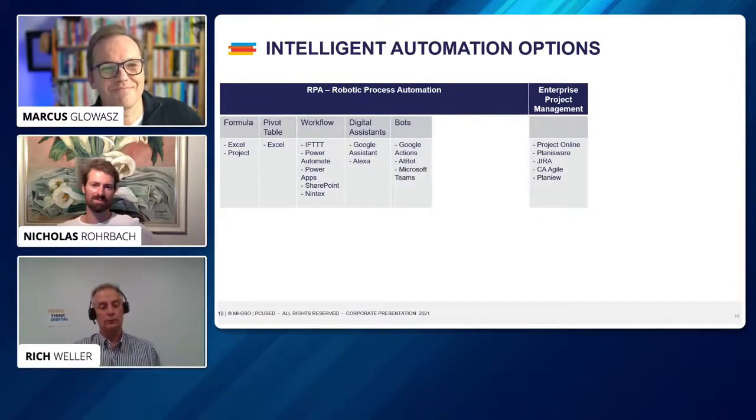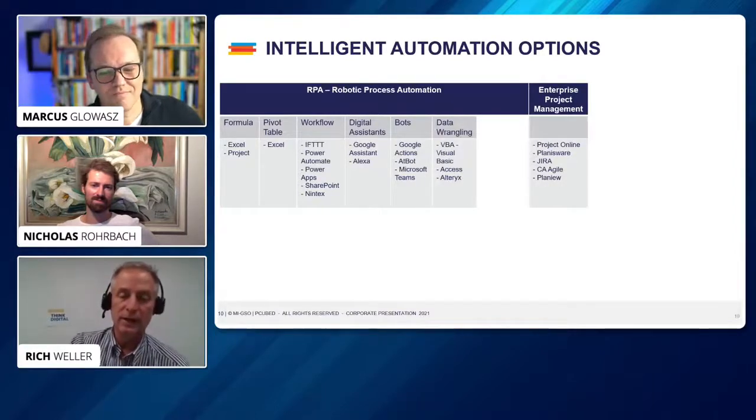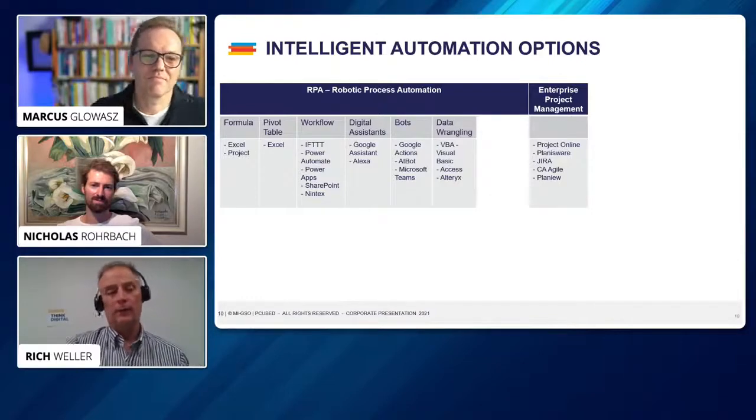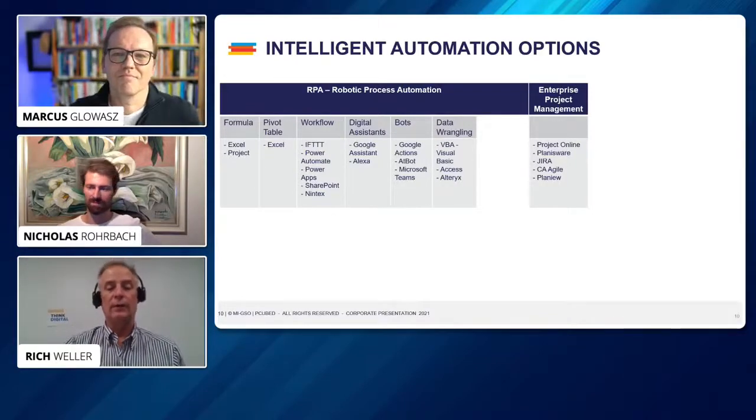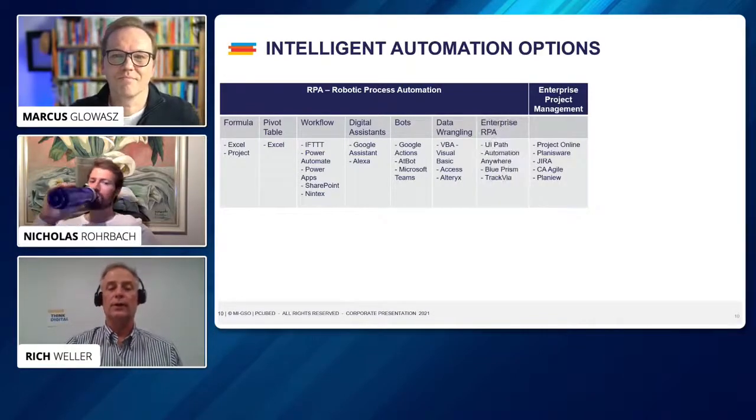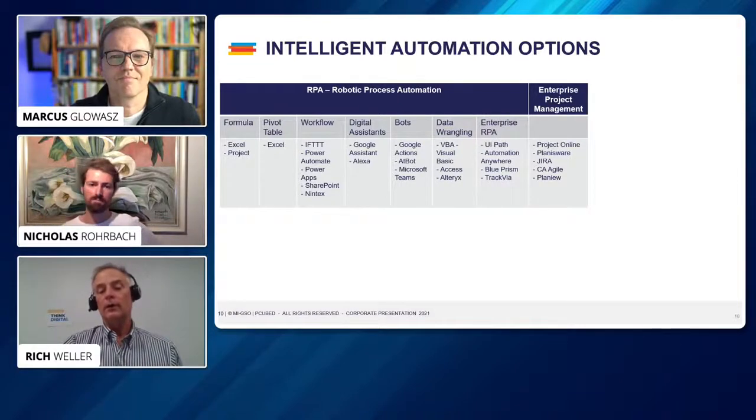Bots could be created using Google Actions, or even Microsoft Teams has some out-of-the-box bots that you just turn on. And then you've got things like data wrangling, there's another term. And then you've got Visual Basic or Access or Alteryx falling in there. Then you've got what I call Enterprise RPA. There's a number of organizations that fall into this category.